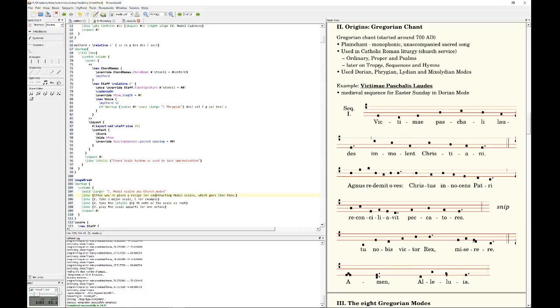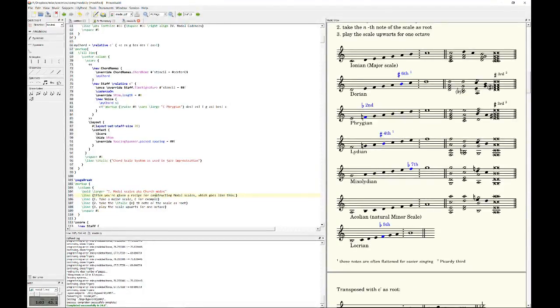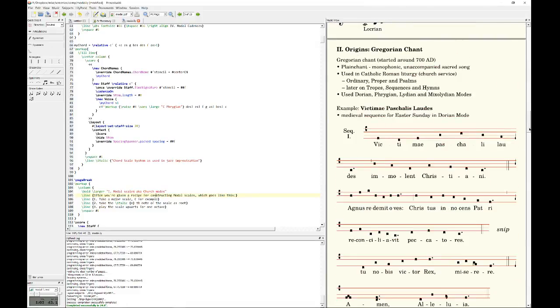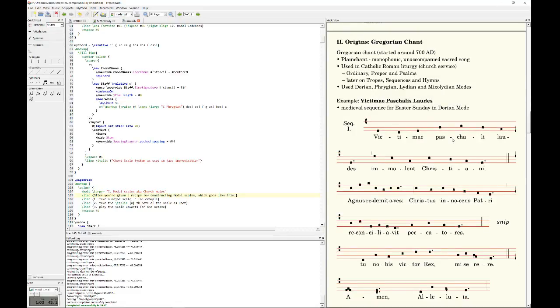I won't be explaining those because it's just all kinds of songs. And the only modes used back then were Dorian, Phrygian, Lydian, and Mixolydian. The other modes didn't even exist back then. So back then you actually just had these guys. And that's it. Alright. And here is an example of a piece in Dorian mode.